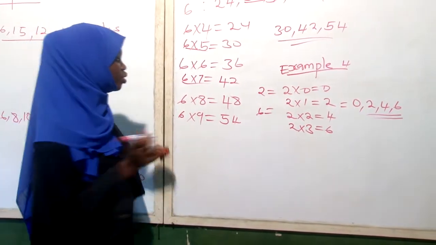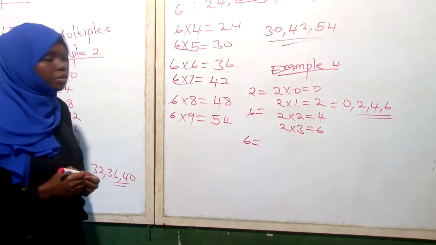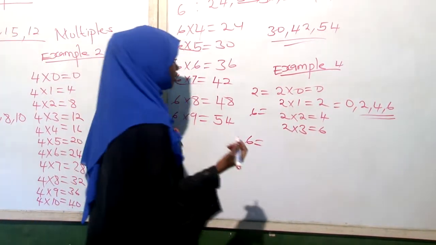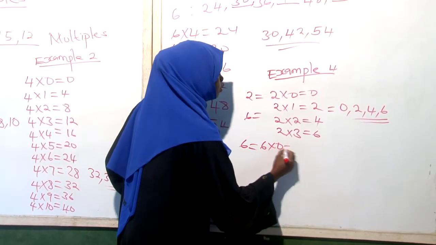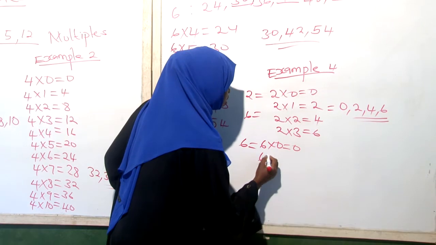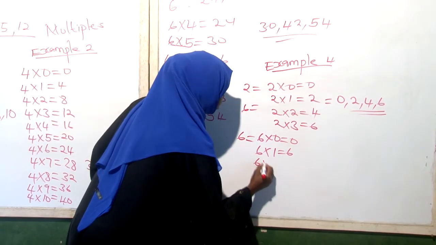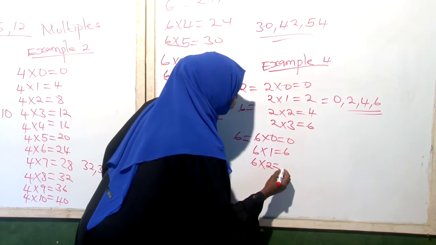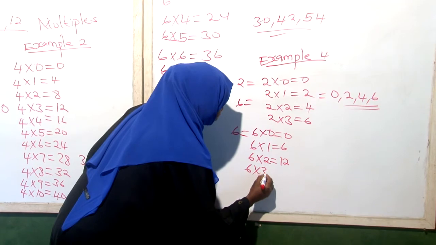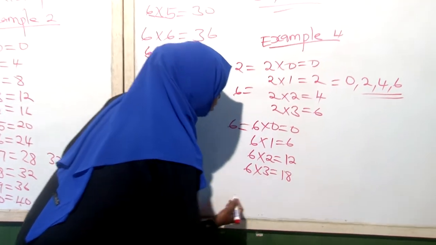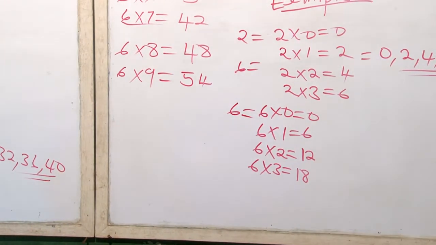And then we are coming to the number 6. We are looking at the first 4 multiples of 6. And we shall begin with 0. That is 6 times 0, which will give us 0. 6 times 1, which will be 6. 6 times 2, which will be 12. 6 times 3, which will give us 18.